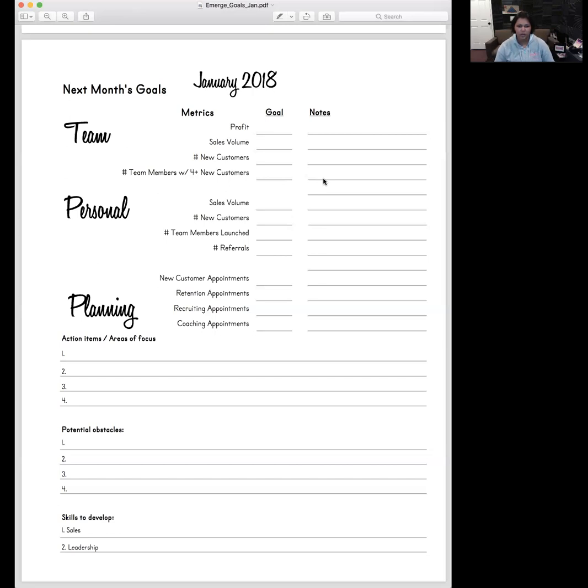Now, when you go into the action items and areas of focus, these are the things that you really want to focus on, the actions you're going to take in order to reach these goals at the end of the month. Potential obstacles, this is important because there are going to be obstacles. So start to think through these beforehand so that you can make a plan to work around them. The more you can anticipate obstacles and objections and things that are going to stand in the way of your success, the more you can make plans to be successful despite them or around them, or use them as stepping stones, really.